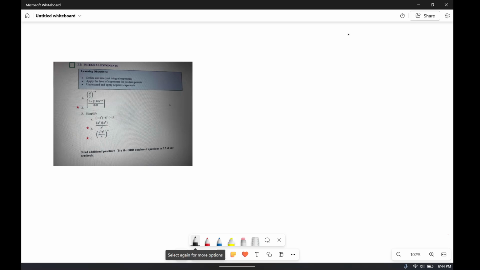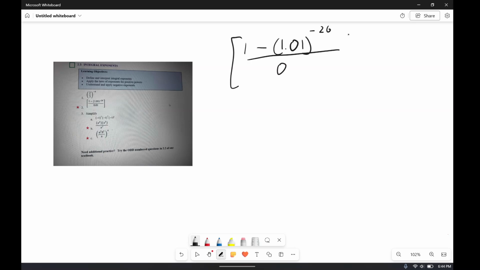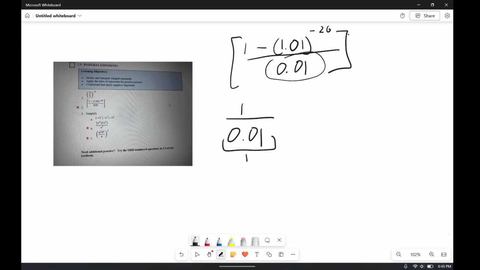Alright, number 2 says that we have a big bracket of 1 minus 1.01 to the negative 20th power over 0.01. And whenever you have a decimal, it's always good to put it into a fraction whenever you're doing algebra. So let's try and do that. Also we have a common denominator of 0.01, so we're going to split the fraction on the top. So we're going to have 1 over 0.01, and 0.01 is just going to be equal to 1 over 100.